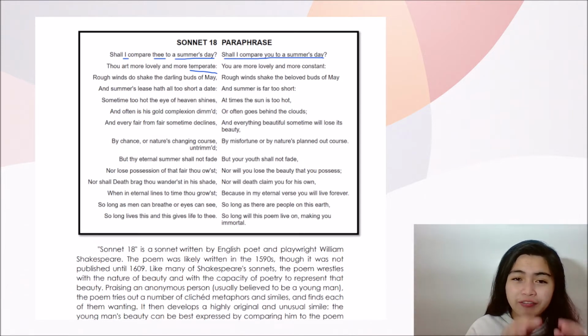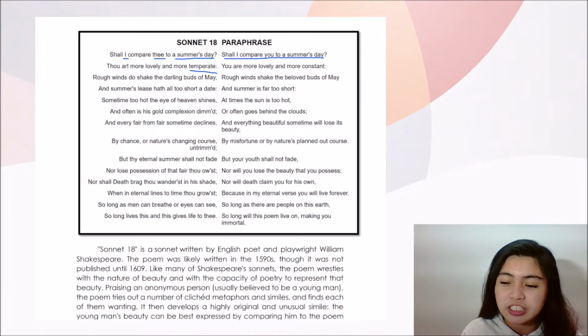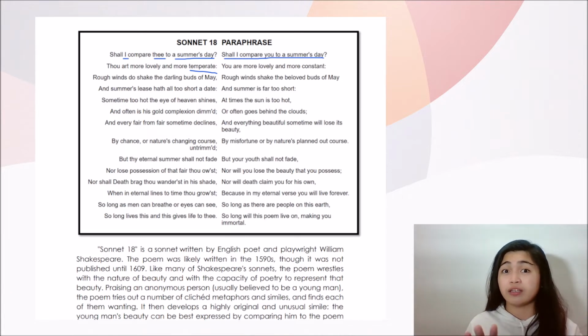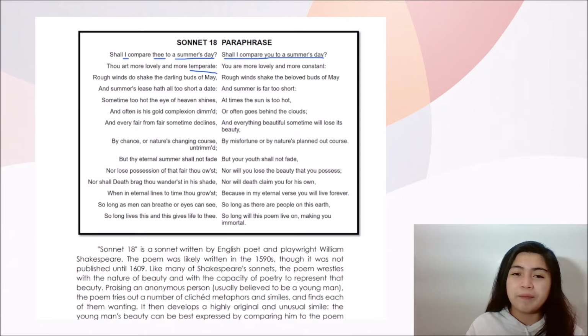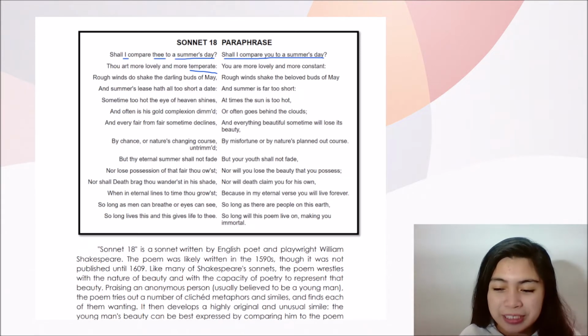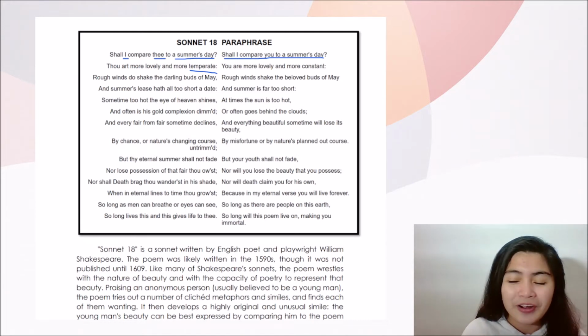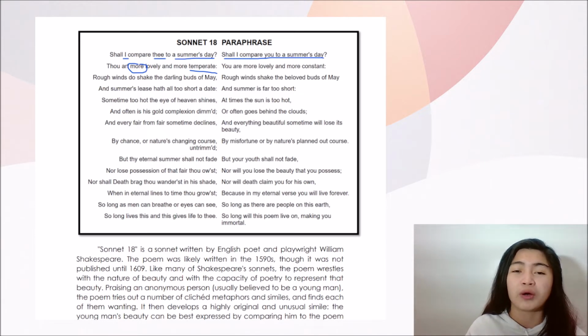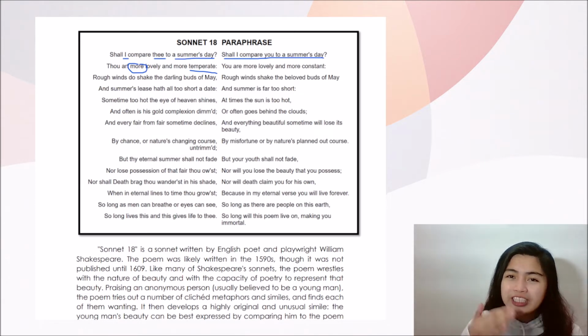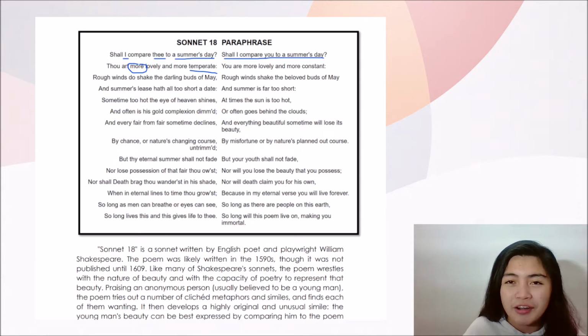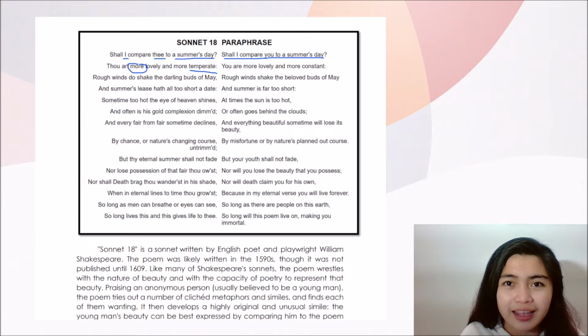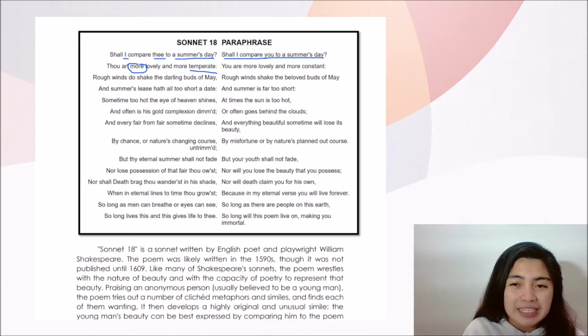As you can see in the first line, the speaker is talking to his or her beloved na i-compare niya yung beloved niya sa summer's day. Sabi dito, thou art more lovely and more temperate. Ibig sabihin, she or he exceeds the beauty of that natural world, yung summer's day. Sabi niya dito, mas lovely ka and mas temperate.